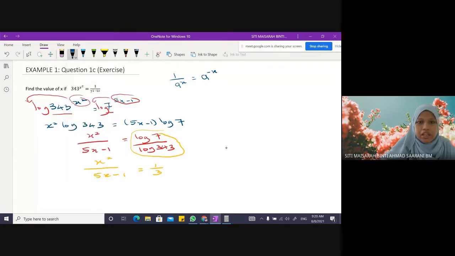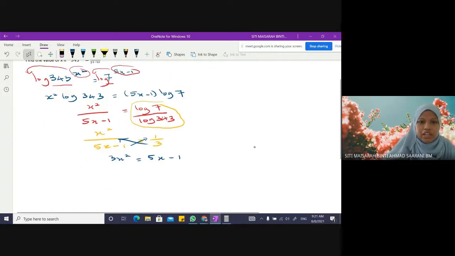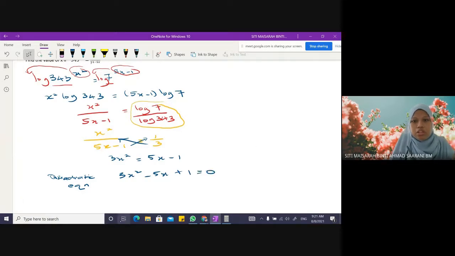Now we can solve this equation by cross multiplying. So we get 3x squared equals 5x minus 1. This is actually a quadratic equation, so we can rearrange it into 3x squared minus 5x plus 1 is equal to 0.